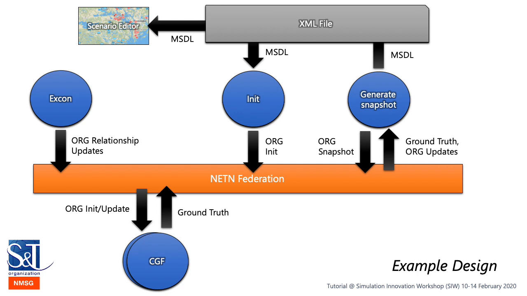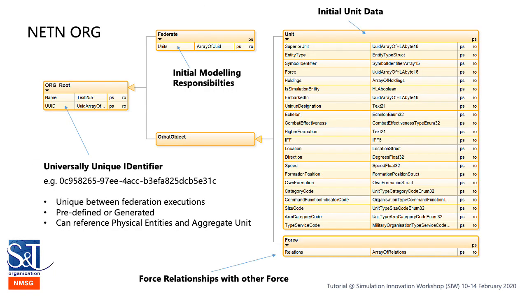So this FOM module is a mapping between the MSDL standard and a representation at runtime of the organization in the federation. This is just a short description of the major parts in the object model that represents the organization. So we have units. The units have a lot of information about holdings, and of course about their initial state. And there is also a separate class for representing force relationships.